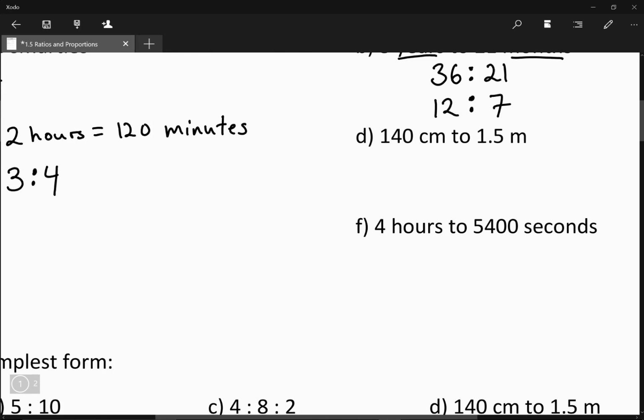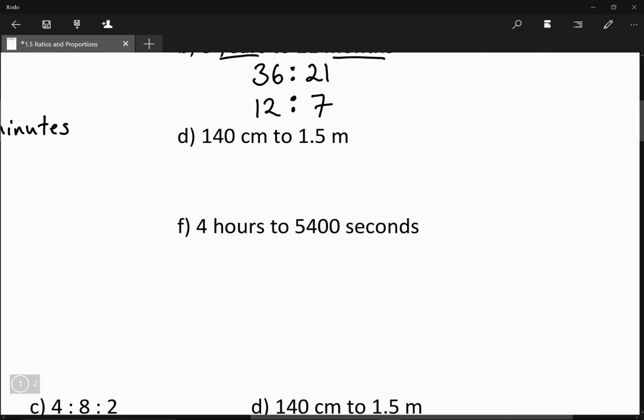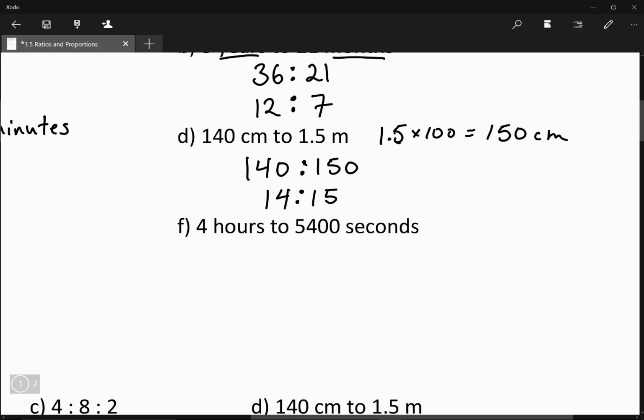What about D? 140 centimeters to 1.5 meters. I can express 1.5 meters in centimeters by multiplying 1.5 times 100. So 1.5 times 100 equals 150 centimeters. So my ratio would be 140 to 150, and I can reduce that to lowest terms by dividing by 10. So it would be 14 to 15.